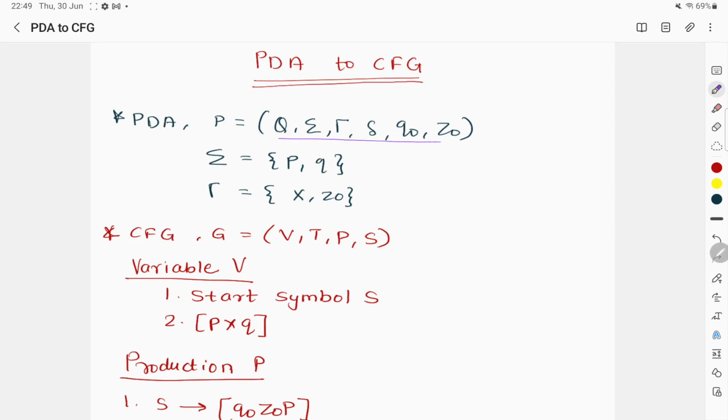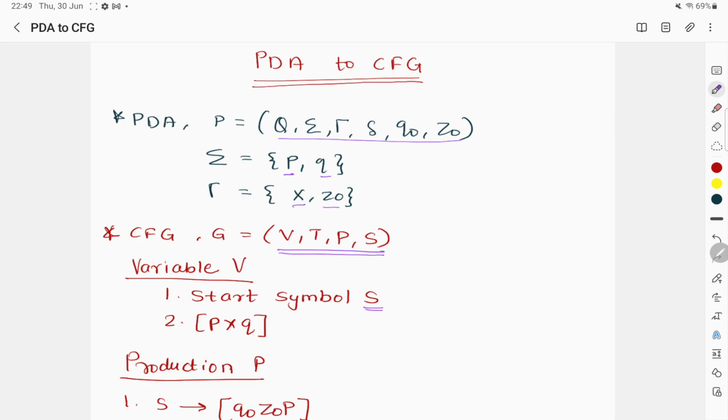out of which the sigma indicates the input symbol. Say for example I have P and Q as the input symbols and tau indicates the tape alphabet. In the tape I have X and Z0. If I'm going to create a matching CFG, or context free grammar, for the same, a context free grammar needs 4 tuples, that is V, T, P, S, where V stands for variables. In this variable set you may have a start symbol S.